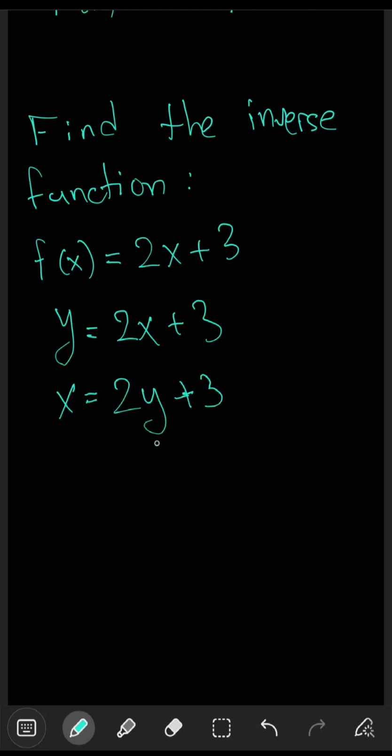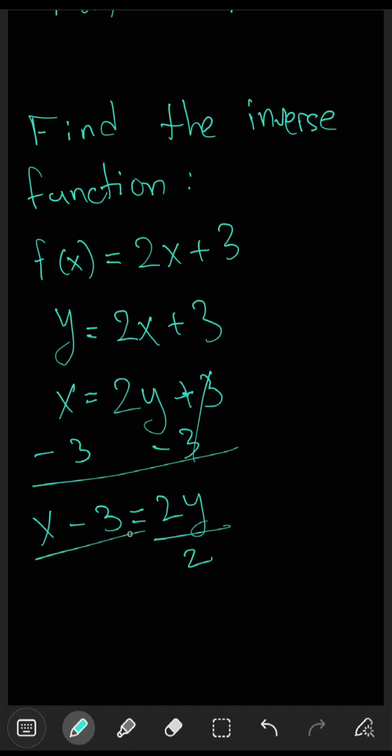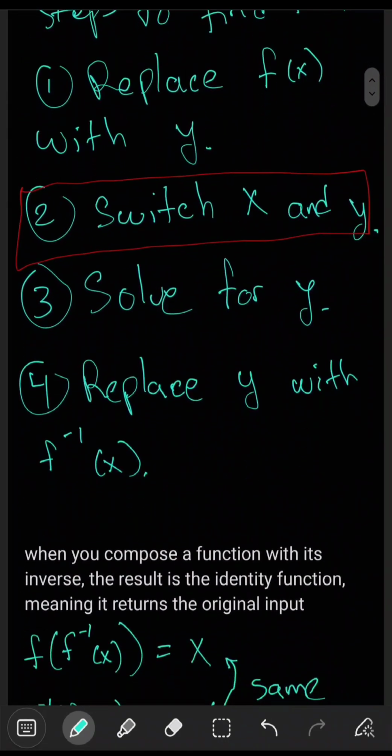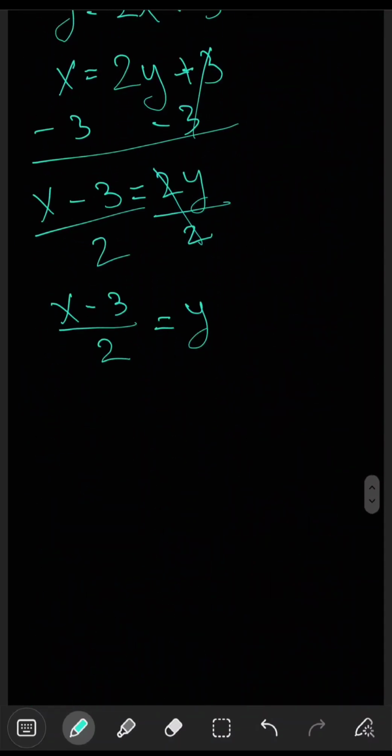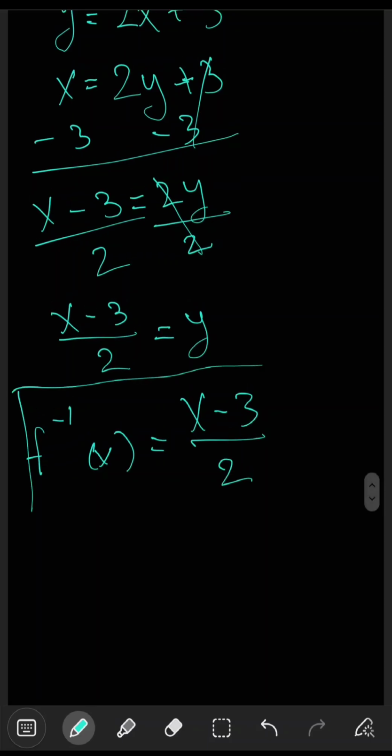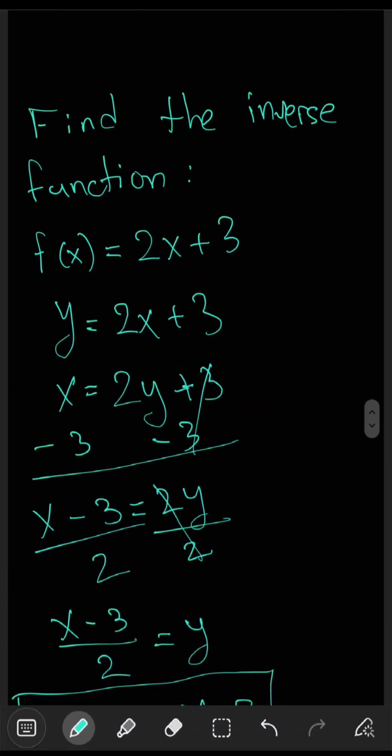To solve for y, we're going to subtract 3 on both sides. You're going to have x minus 3 is equal to 2y, and you're going to divide both sides by 2. So you're going to have x minus 3 over 2 is equal to y. The final step is to write it with proper notation, and that's to replace y with f inverse of x. So f inverse of x is equal to x minus 3 over 2. This is the inverse function, and this is your original function.